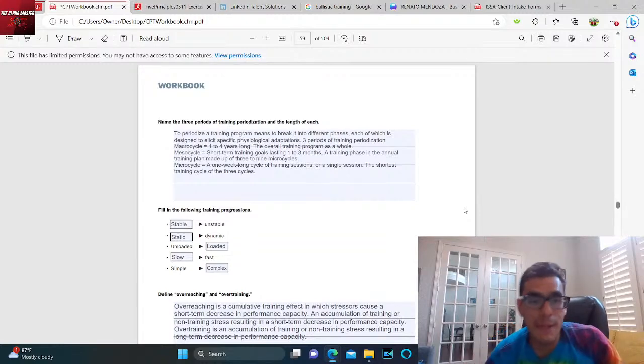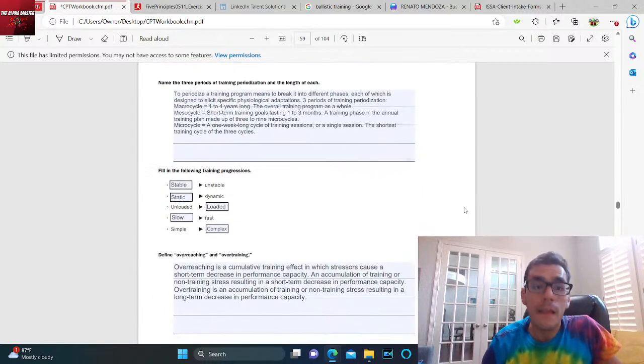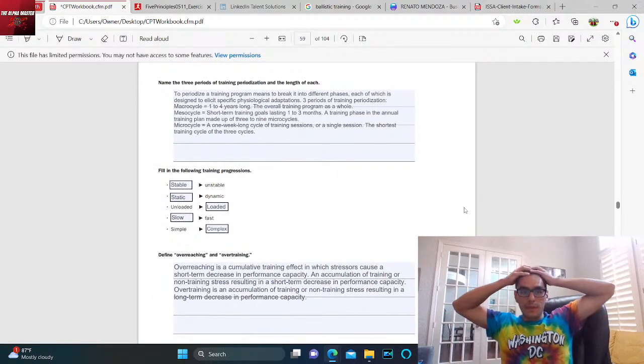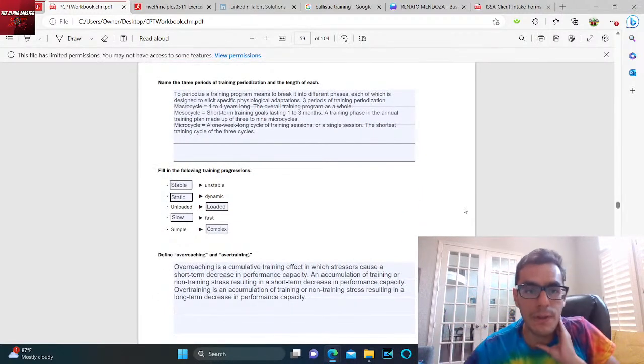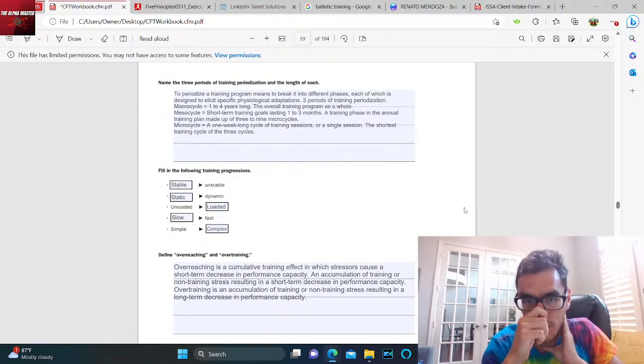Name the three periods of the training periodization and the length of each. To periodize a training program means to break it into three different phases, each of which is designed to elicit specific physiological adaptations.